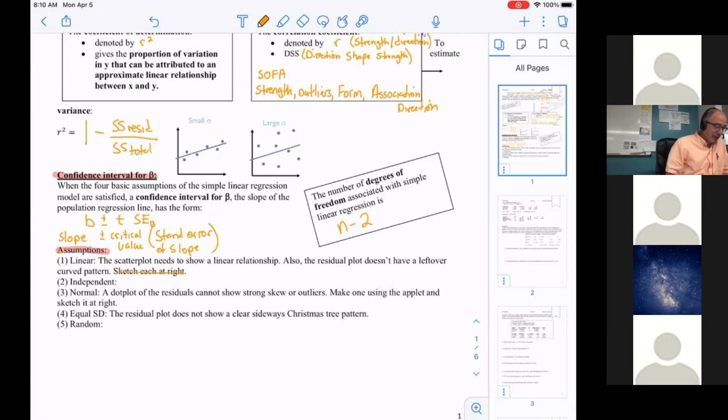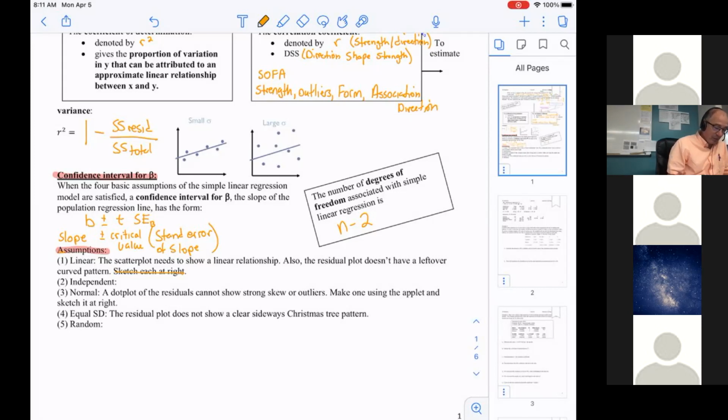Independent. Okay. Again, this is going to be sampling without replacement. We have to show that we're not going to have any independence issues if I don't replace my variable or my data. Normal: the dot plot of residuals shows no strong skew or outliers.